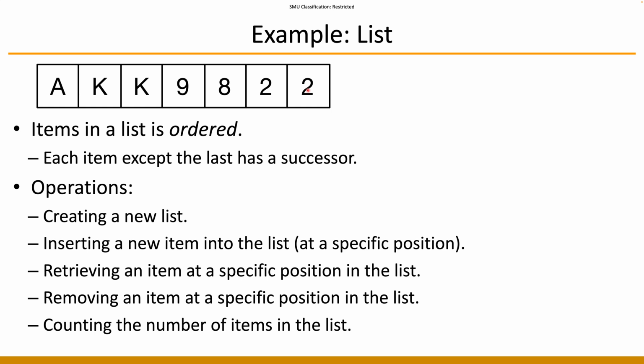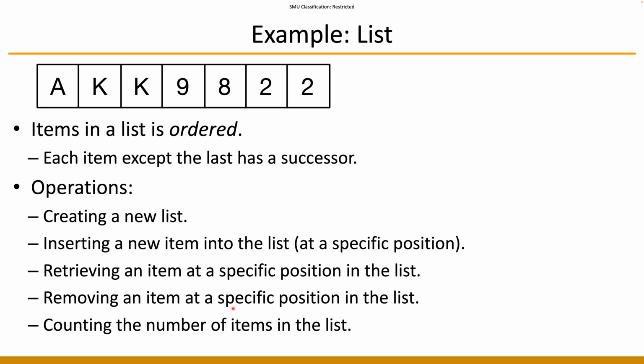So in terms of operations, again, this is definitely not comprehensive, but just as an example, we can list a couple of operations that we plan to support for this particular abstract data type. For example, we can require that the list be created by a certain function. We can insert a new item into the list at a specific position. We can get the value at a particular position. We can remove the item at a particular position, and we can count the number of items.